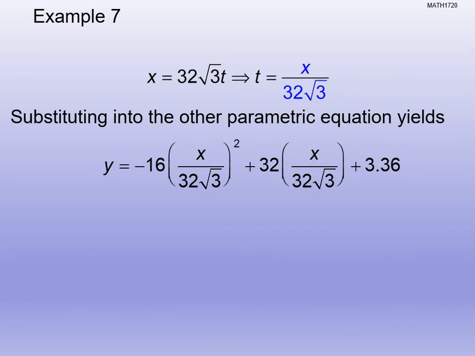So we substitute each t into the other parametric equation. So we have y equals negative 16 times x divided by 32 square root of 3, all quantity squared, plus 32 times our t here, which is x divided by 32 square root of 3, plus 3.36. That was our height for our equation. So when we simplify all this down, you can plug it into your calculator or do some rationalizing. We end up getting this equation here: y equals negative 1 divided by 192 x squared plus square root of 3 over 3 x plus 3.36.